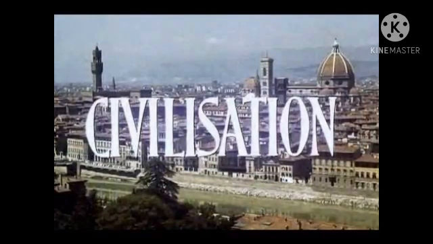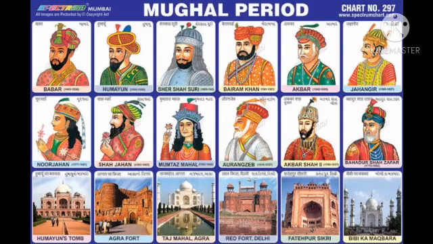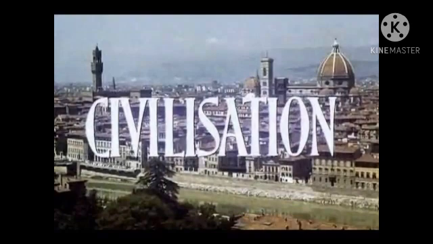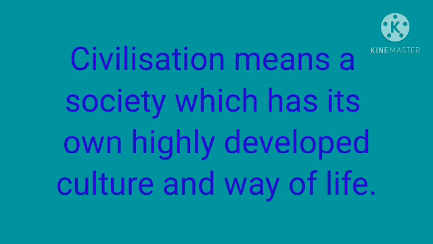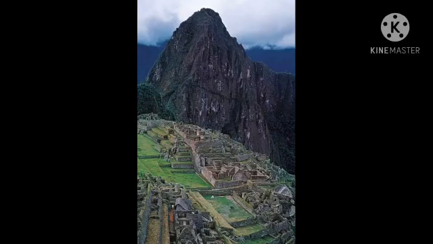We are going to learn about civilizations, then great Indian kings, Mughal kings, Nobel Prize winners. Let us start first with civilization. What do you mean by civilization? Civilization means a society which has its own highly developed culture and way of life. A group of people living together is called a civilization. Many old civilizations are there.